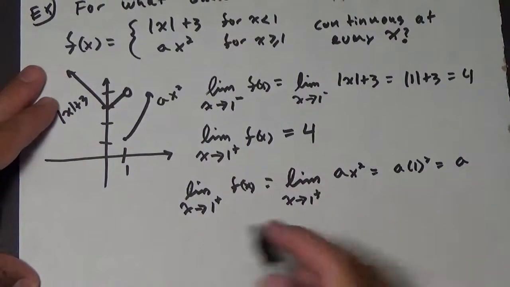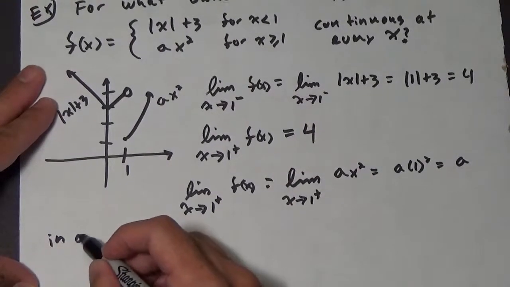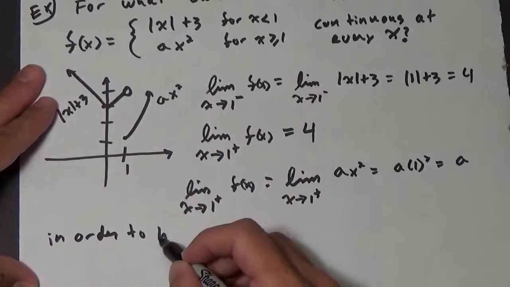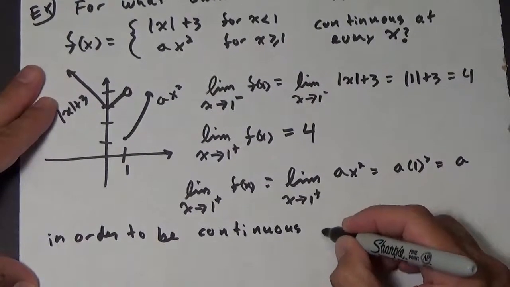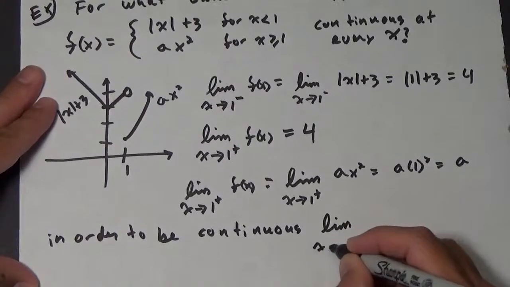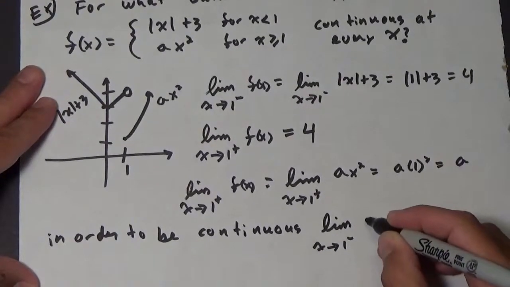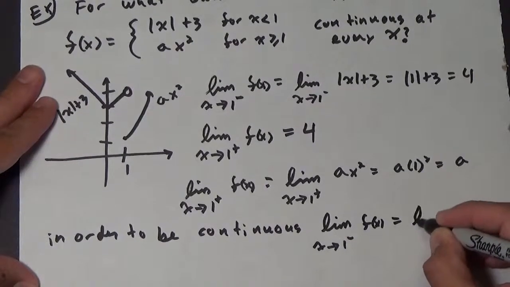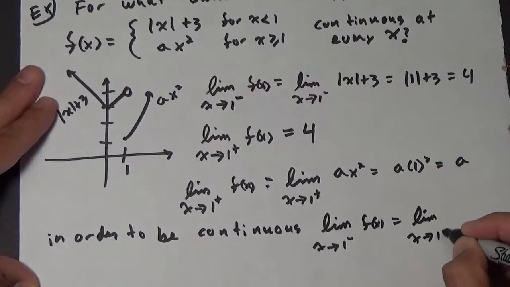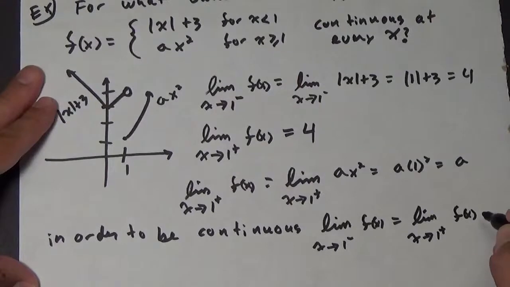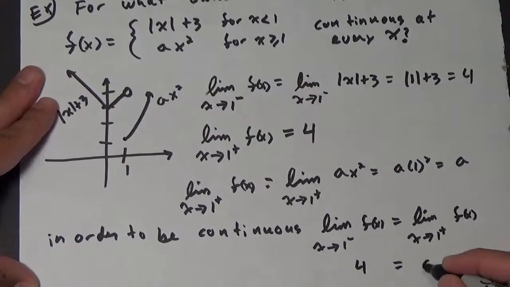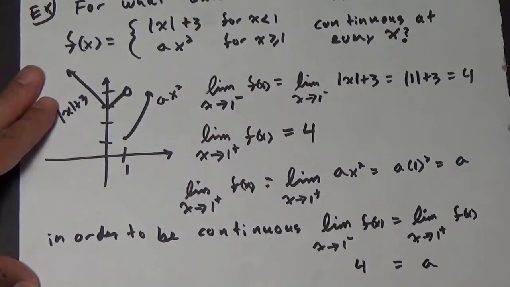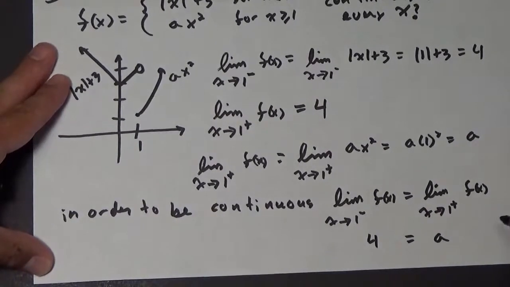So, in order to be continuous, the limit as x approaches 1 from the negative side of f of x must equal the limit as x approaches 1 from the positive side of f of x. Well, from the negative side, this is 4. The positive side is a, and there we have it. So a equals 4.